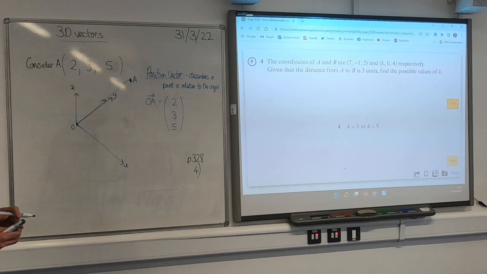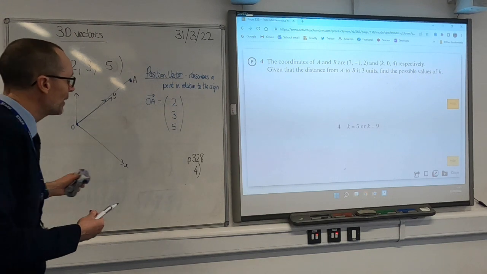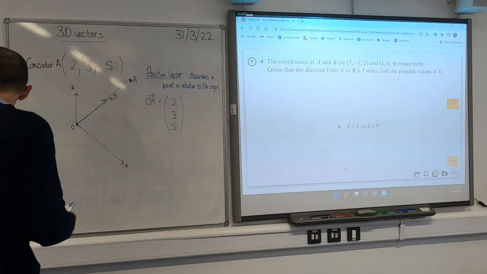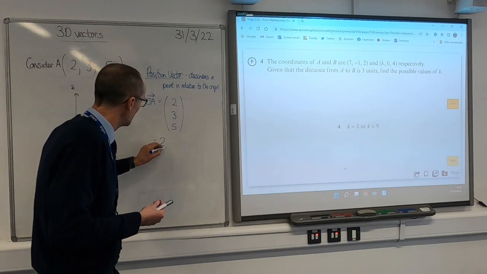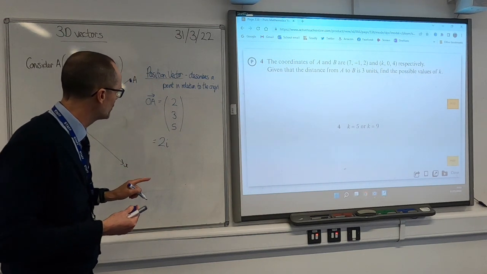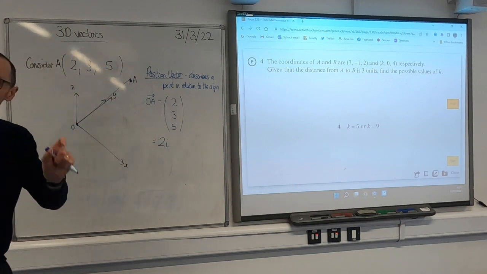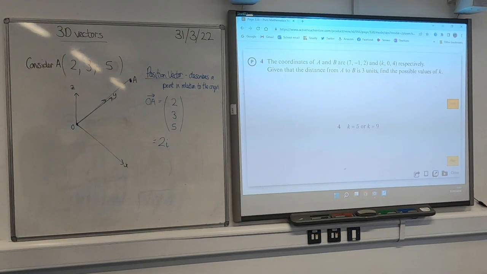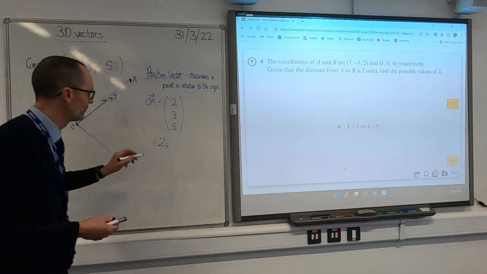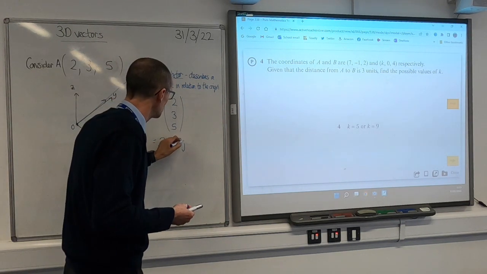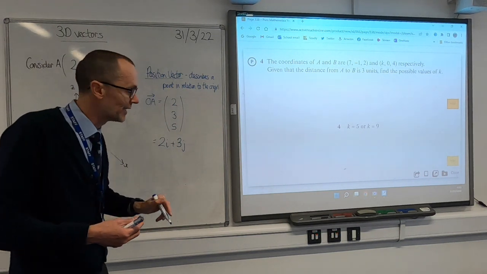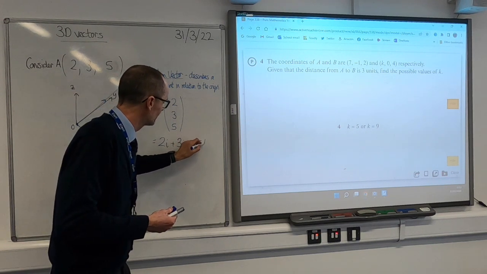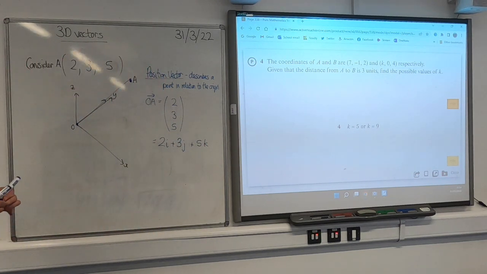And you may remember when we did vectors in 2 dimensions, we had a different way of writing it. A way of writing it that used i and j. So this vector is 2 i's, where i is a movement of 1 unit in the x direction, and 3 j's, which is a movement of 1 unit in the y direction. So we need another letter, which we call k.